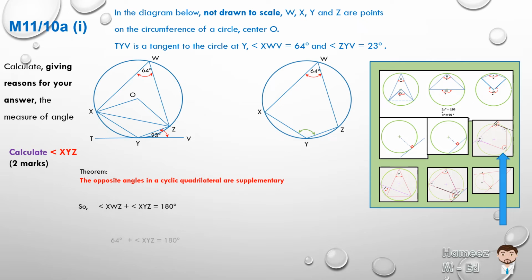And we can substitute: XWZ, the angle on top, is 64 degrees, plus XYZ, which is what we want to find, is equal to 180 degrees. And if we want to find XYZ, we need to move the 64 across. The 64 is adding, so when we carry it across, it will do the additive inverse. So it will be 180 degrees minus 64 degrees. As such, XYZ, the angle at the base, is equal to 116 degrees.